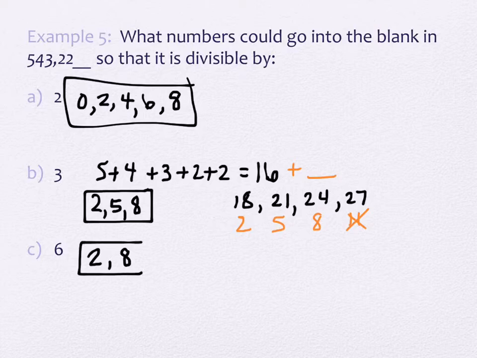I have 2 options. If the number 2 is in the blank, it's divisible by 2. It's divisible by 3, so it's divisible by 6. If I put the number 8 in the blank, it's divisible by 2, and it's divisible by 3, so it's also divisible by 6.